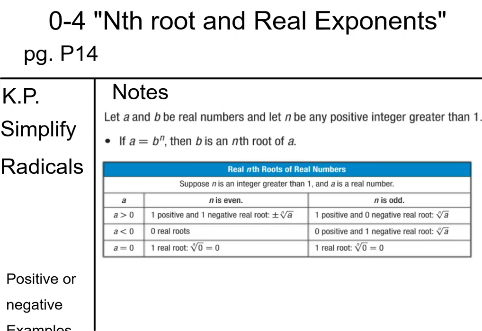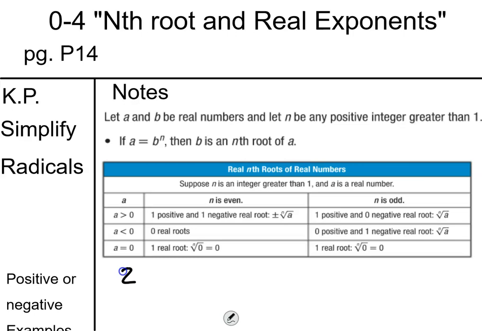Just starting off with our first key point, simplifying radicals. Let a and b be real numbers and let n be a positive integer greater than 1. So here we're talking about exponents, a equals b to the n. And this is just a chart to separate when n is even and when n is odd. Obviously you're going to be getting different results, but just a real quick review.